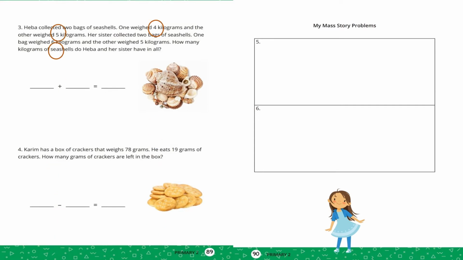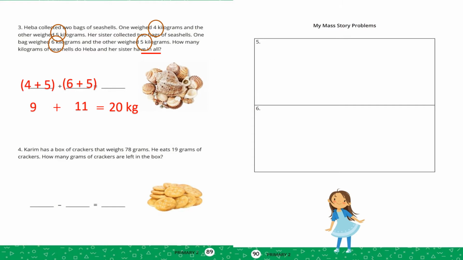Circle the numbers, underline the keyword. The keyword here in all, it means plus. Then write 4 plus 5 plus 6 plus 5. 4 plus 5 equals 9. 6 plus 5 equals 11. Then 9 plus 11 equals 20 kilograms. Number 4, you can solve it.